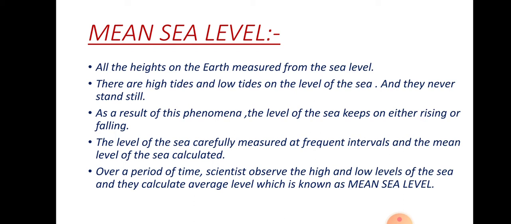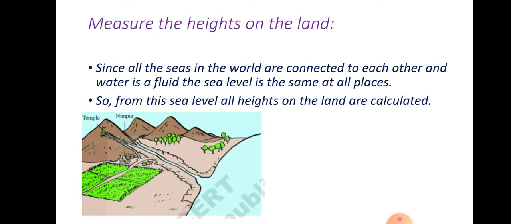So the abbreviation is also very important. MSL means mean sea level. All the heights on the earth are measured from the mean sea level. So how do we measure the heights on the land? Since all the seas in the world are connected to each other and water is a fluid, the sea level is the same at all places. So from this sea level, all the heights on the land are calculated.